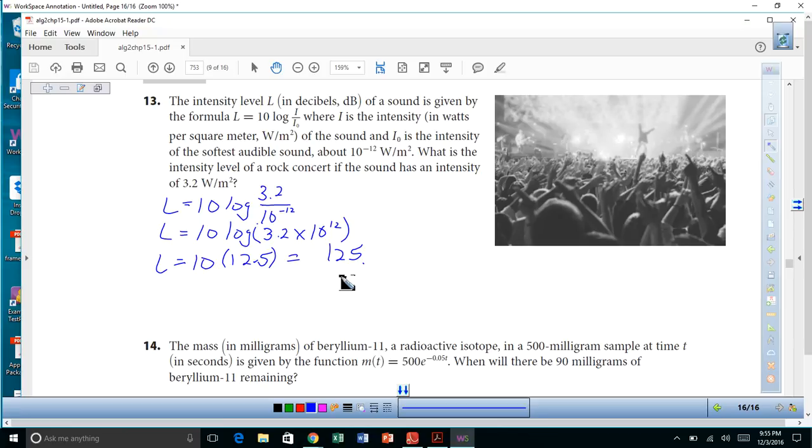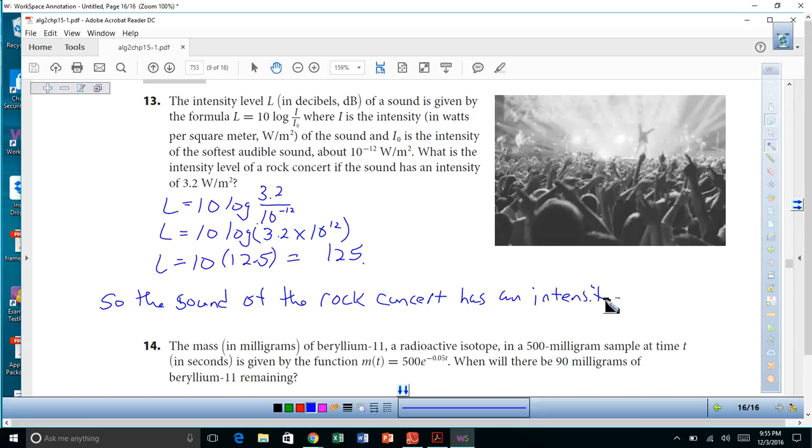So the sound of the rock concert has an intensity level of about 125 decibels. Isn't that cool?